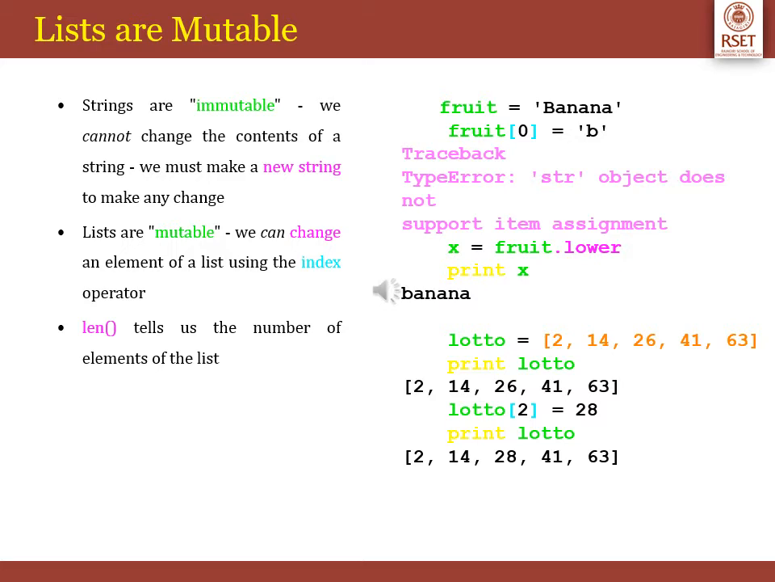Whereas in the second example, lst2 is a list where I have a set of 5 elements. When I try to change the third element, it allows me to do so. Thus, an important property which we should remember is lists are mutable. We can also use the length function to tell us the number of elements in the list.